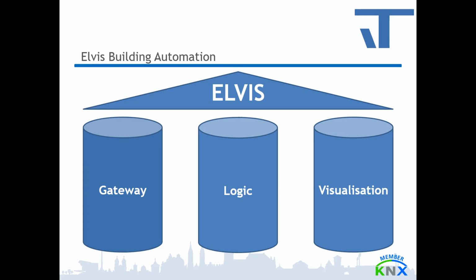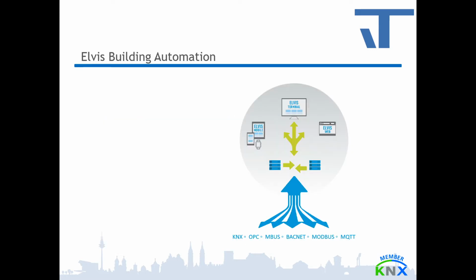To sum it up, I go to the next picture, where we see the gateway at the bottom of the picture. For example, Elvis can be connected to KNX, Ambus, BACnet, or the IoT protocol MQTT, to name a few. Then we have the server part, where we can translate commands from one bus system to the other and build our logic in, for example for energy management. Last, we have the visualization with four different clients.